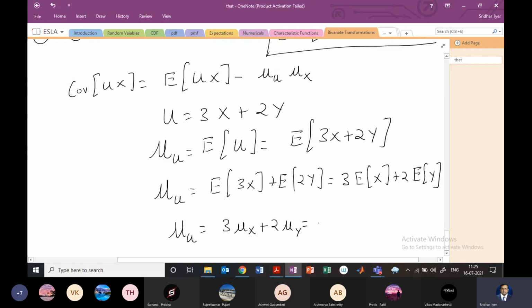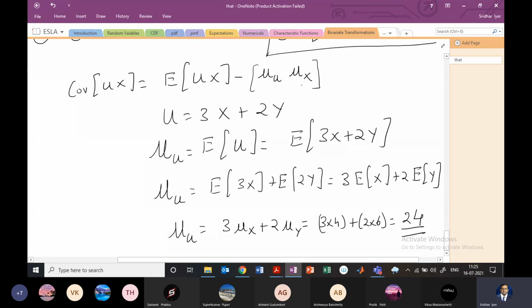We are given mu x as 4 and we are given mu y as 6, so you'll get 3 into 4 plus 2 into 6, which is 12 plus 12, so that value is 24. Right? So in the covariance definition, we have got the value of mu u. We already know the value of mu x, which is right. So this part is done, the one that I'm bracketing here, on top. So this part we already know.